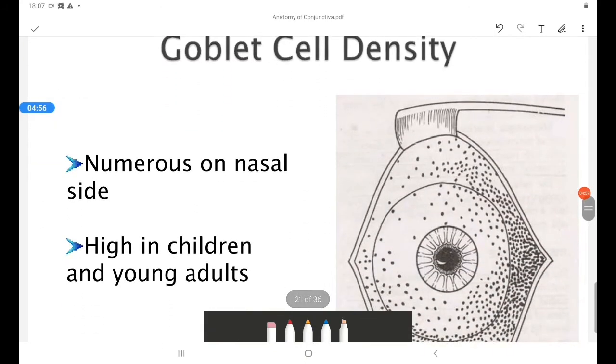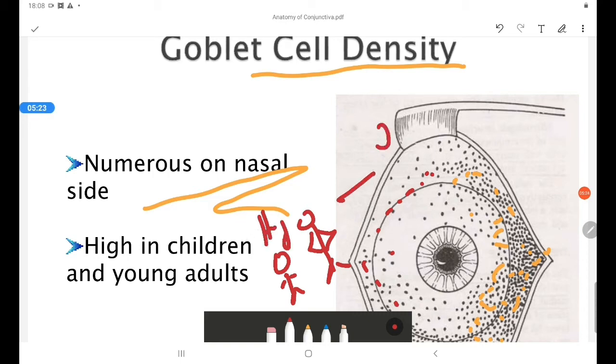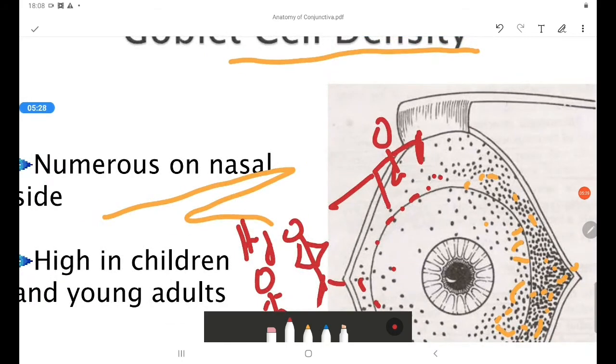Now this is a very important diagram, you should know the goblet cell density. It is more on the nasal side. As you can see, there are a lot of goblet cells in the nasal part and minimal in the temporal area. And with regard to age, in children and teens it is highest, and as you get old, this will decrease.